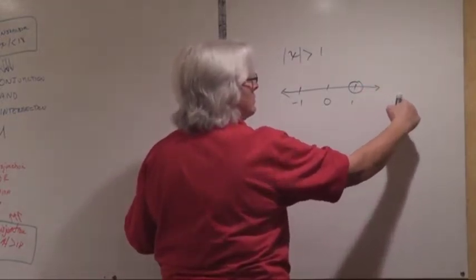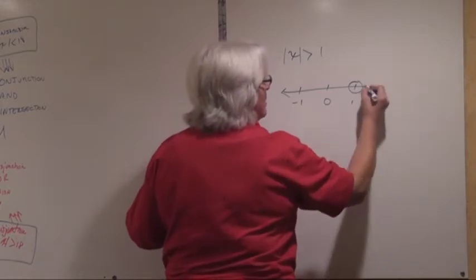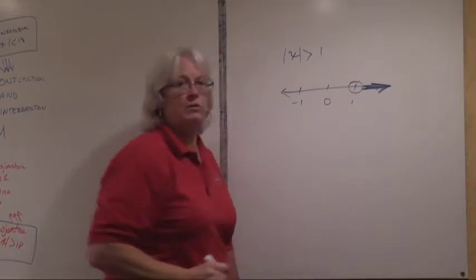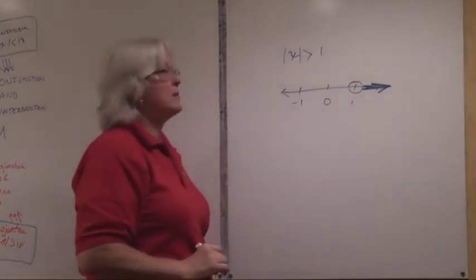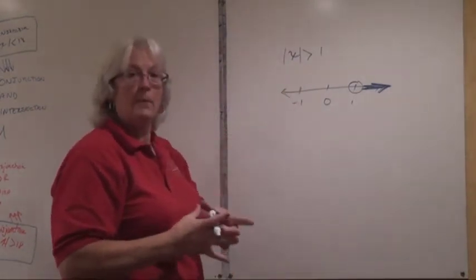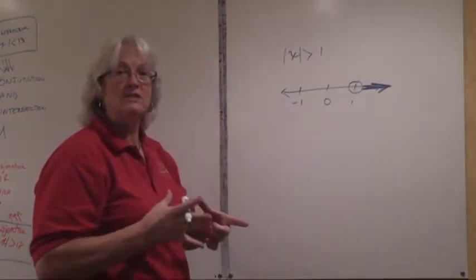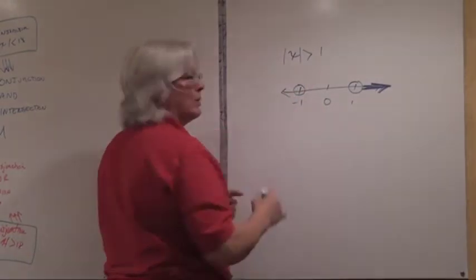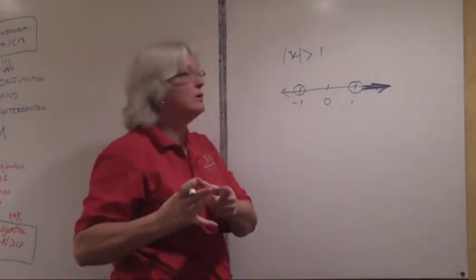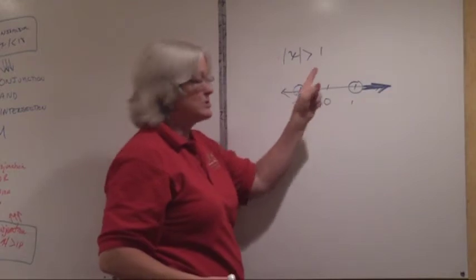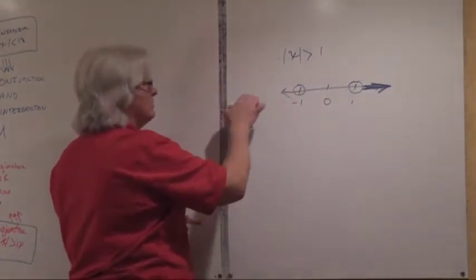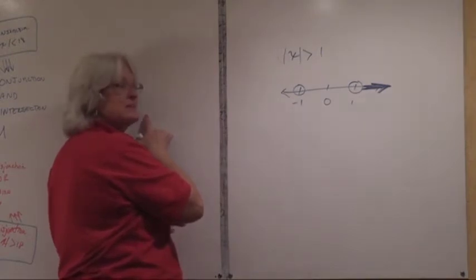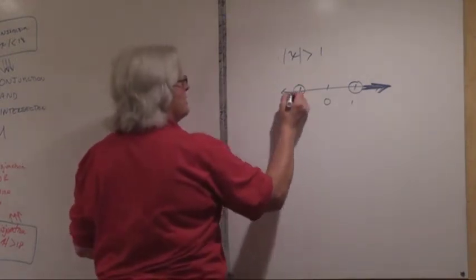2, 3, 4, 5, 9 bazillion. All of those values there are greater than 1. Well, what are we going to have in this opposite direction? Absolute value is the distance from 0 on the number line. So right here at -1, that distance is 1. We cannot use that because we don't have the equal sign. But over here, -2, -3, -9 bazillion, all of those distances are greater than 1.